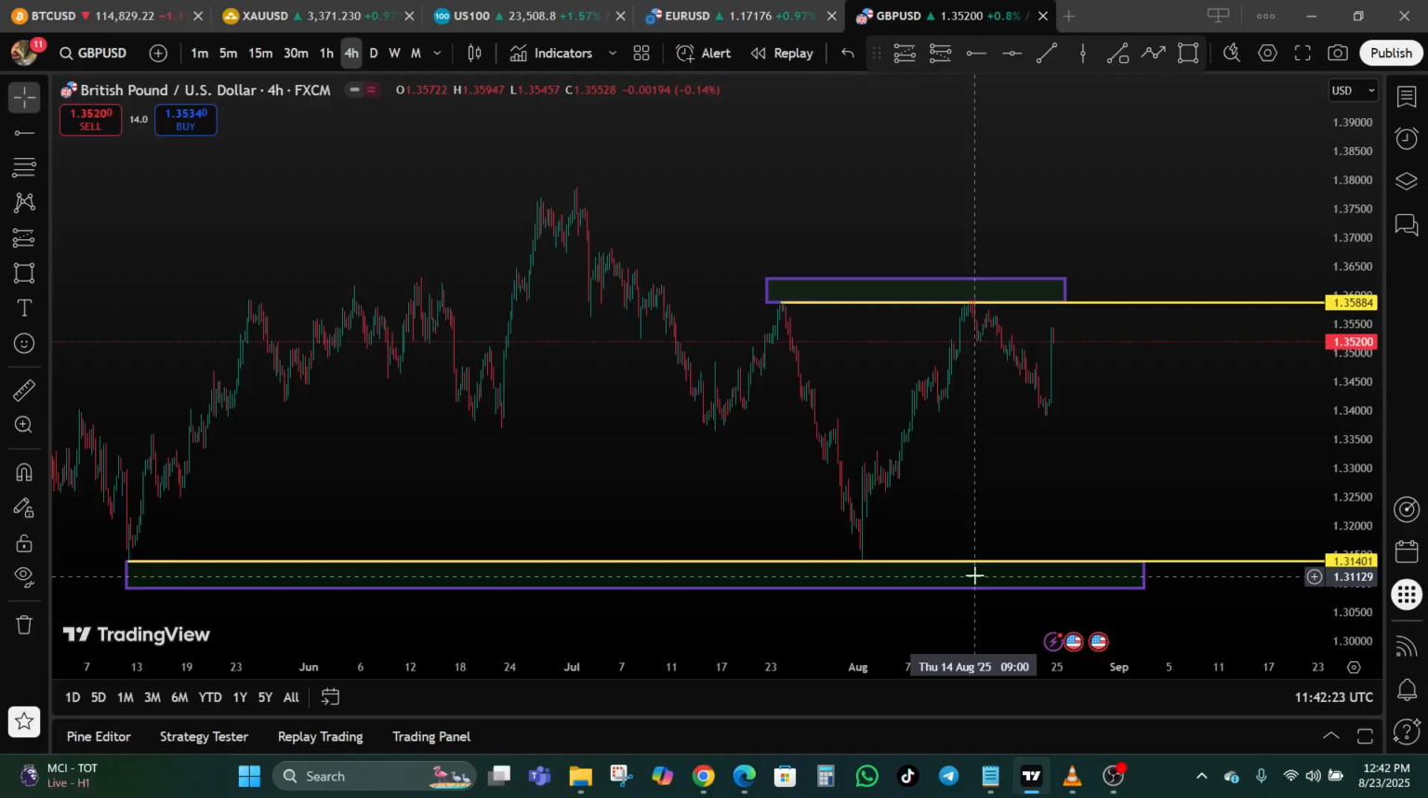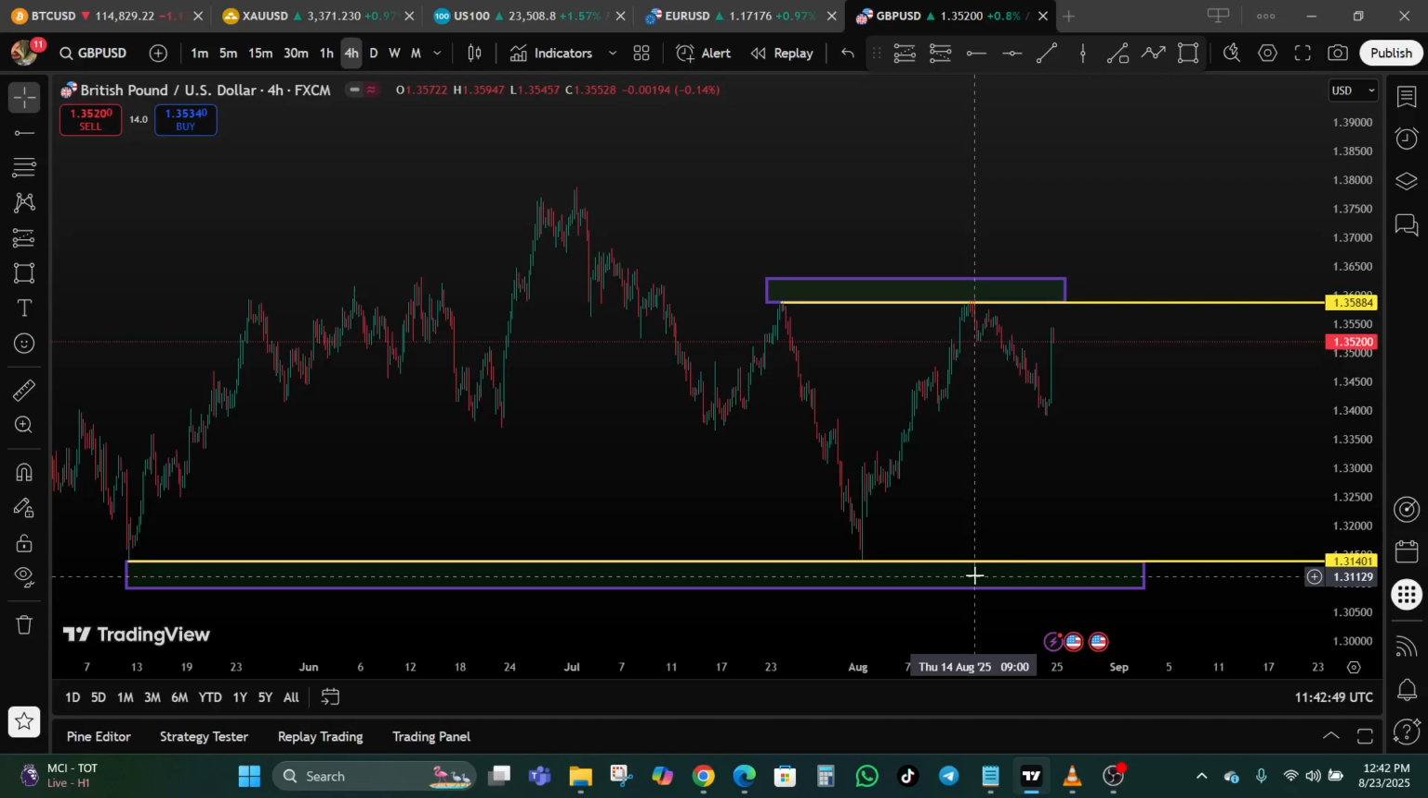To sum it up, the draw on liquidity concept is about understanding why price moves towards certain areas before making its real move. By studying this, you can stop being the liquidity and start trading alongside the smart money.